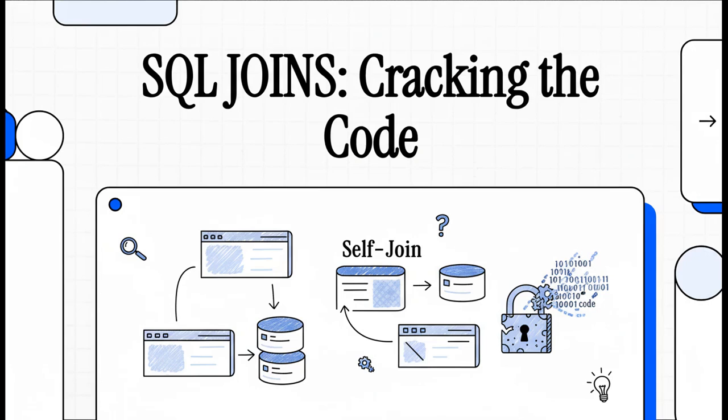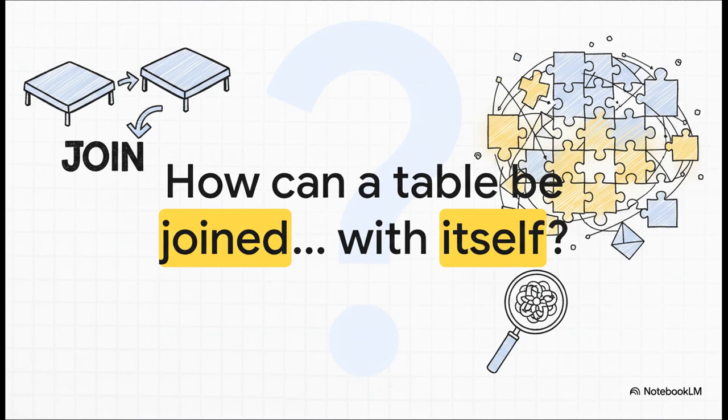If you've ever worked with data, you know that SQL joins are absolutely essential for connecting information from different tables. But what happens when all the clues you need are actually hidden inside one single table? Well, today, we're going to crack that code. So here's the central puzzle we're tackling. How in the world can a table be joined with itself?